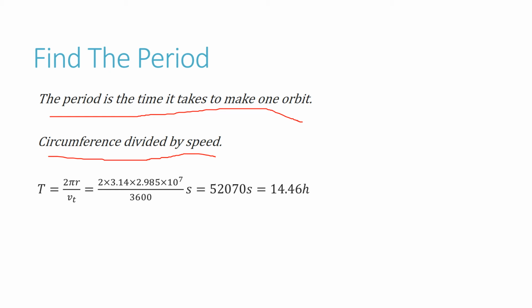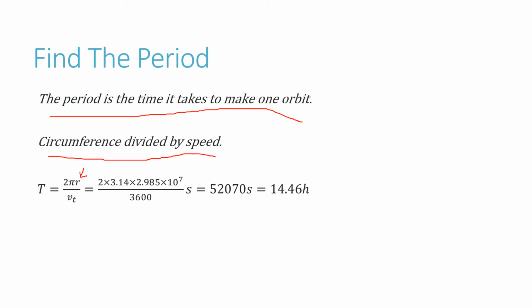Now you're going to use the r you found, which is the radius of the orbit, not the distance from the surface to the center. You want the distance from the orbit to the center of the Earth. That's what you want to put for your r right here, which is the first part you found previously.